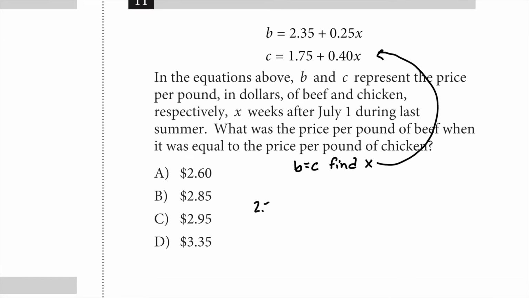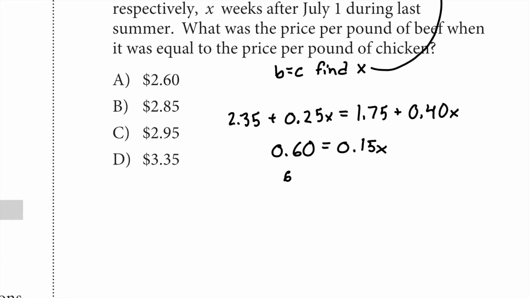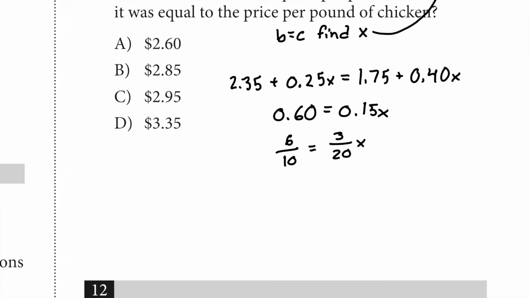So we get 2.35 plus 0.25x equals 1.75 plus 0.40x. And so we're going to subtract 1.75 to the left. That'll give us 0.6 equals, we're going to subtract 0.25x to the right, and that will give us 0.15x. Put this into fractional form, we get 6/10 equals 3/20 x. What we're going to do is multiply both sides by 20.